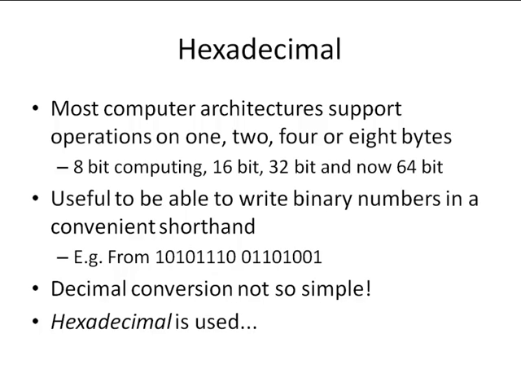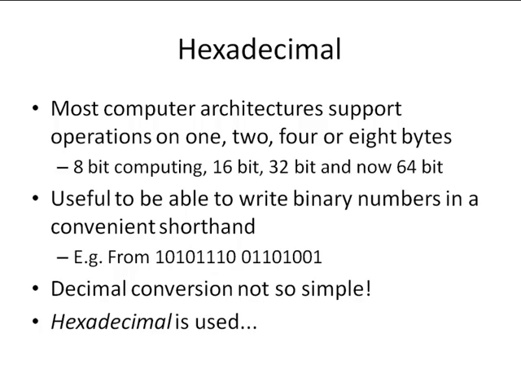Final topic for this session is to consider hexadecimal. Most computer architectures support operations in 1, 2, 4 or 8 bytes. This is 8-bit computing, or 16-bit, 32-bit, or in the year now 64-bit. We really need a way to be able to write binary numbers in a convenient shorthand. So we don't want to have to write out 10101101010001. As you can imagine, it's quite tedious and also very easy to make mistakes.